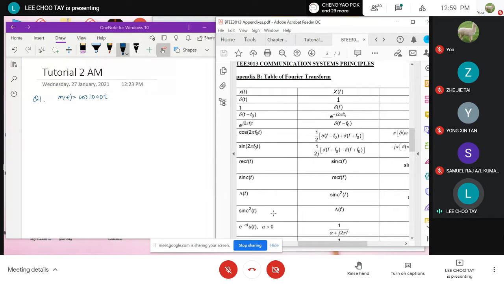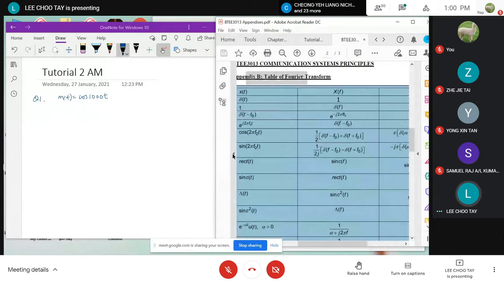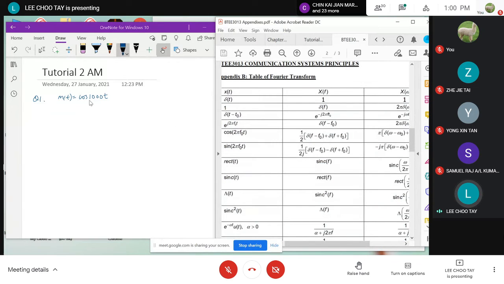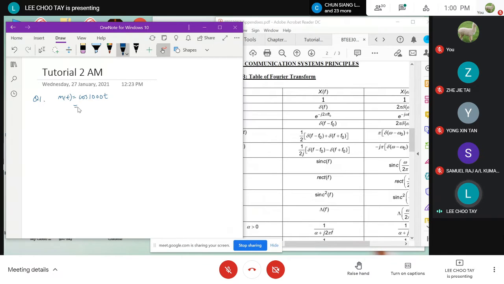Okay, so before you actually draw, you might want to decide first. Do you want to draw it in f, or do you want to draw it in omega? All right. So let's look at your equation. Yeah, this equation is cosine of 1000 t. All right. So this is actually equals to, if I were to convert it into omega form, this is cosine of omega t. All right. Cosine is always cosine of an angle. All right. So omega t will give you an angle. Yeah. So what this means is our omega is actually 1000.